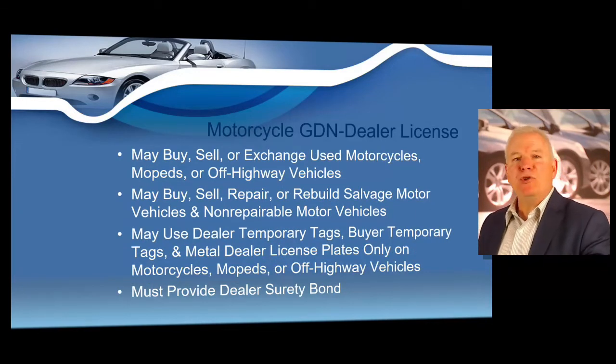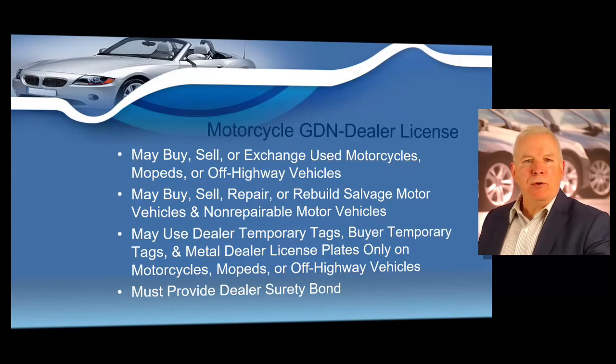A motorcycle GDN. A motorcycle GDN allows you to buy, sell, or exchange used motorcycles, autocycles, motor scooters, ATVs as well. And it also allows you to buy, sell, repair, or rebuild salvage motor vehicles and non-repairable motor vehicles. You can use a dealer's temporary tag, buyer's temporary tag, and metal dealer license plates only on motorcycles, autocycles, motor scooters, or ATVs. And this also requires that you provide a dealer surety bond.